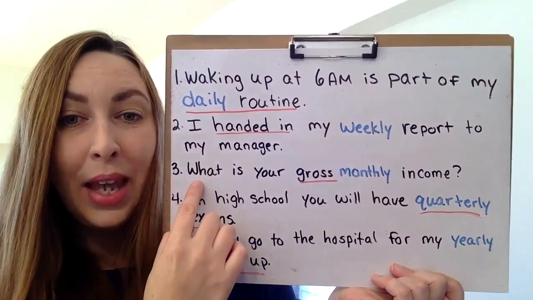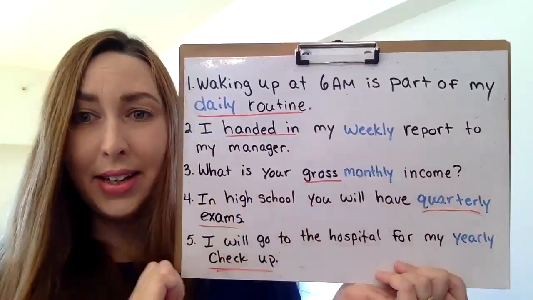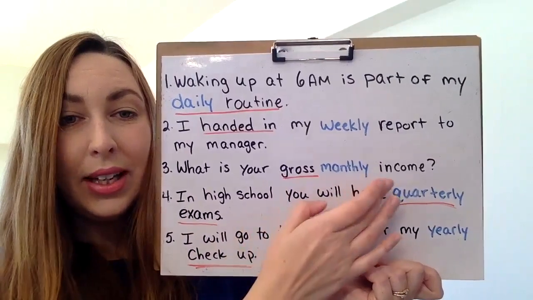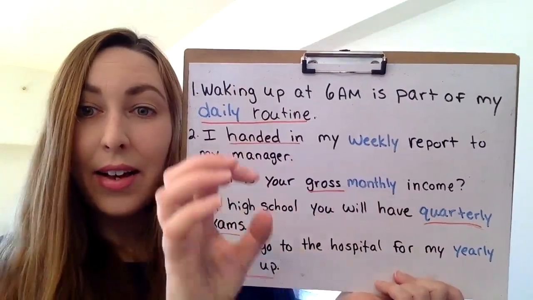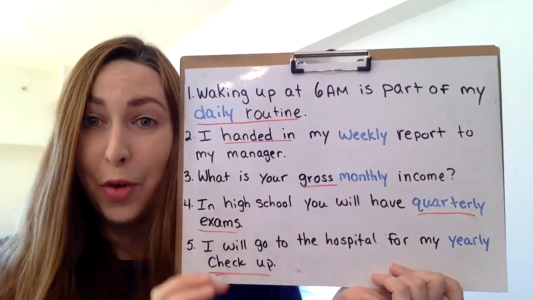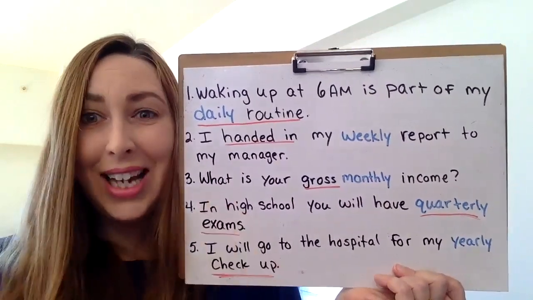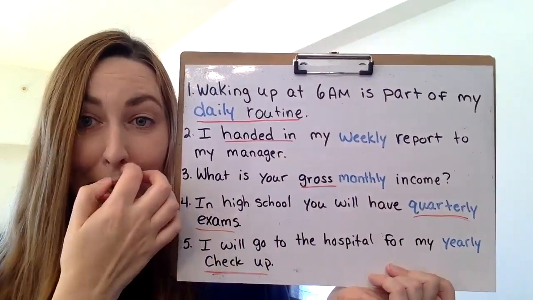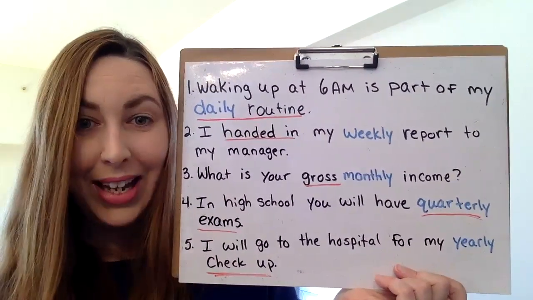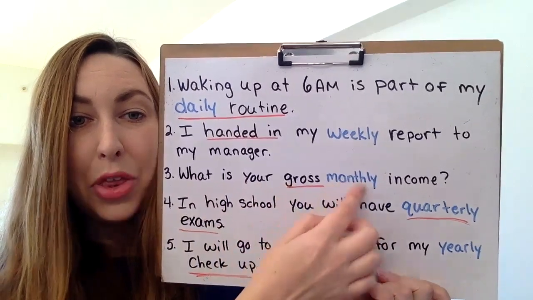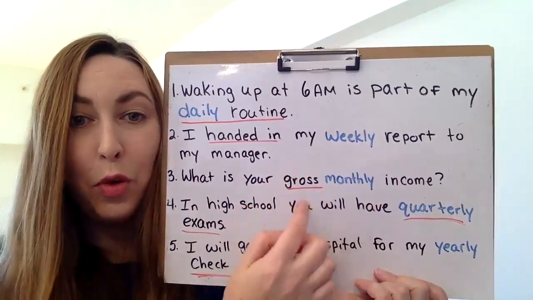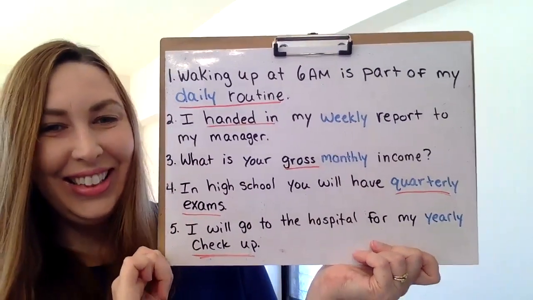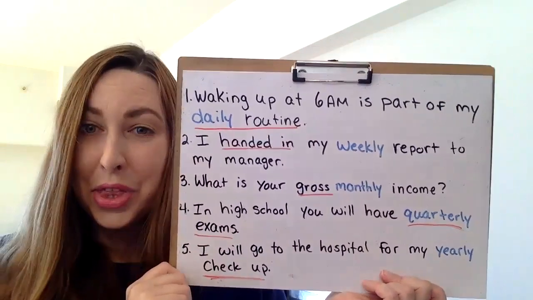Number 3, what is your gross monthly income? Ooh, what is your gross monthly income? Okay, so gross income means all of the money that you made before taxes, okay? So we know we have to pay taxes, right? We have to pay insurance, all those things. So gross income means all of the money that you made before you pay any taxes or anything, okay? That's the total. So how much money total before taxes do you make every month? Okay? You don't have to answer that question, by the way. But just think of something that you do monthly, okay?